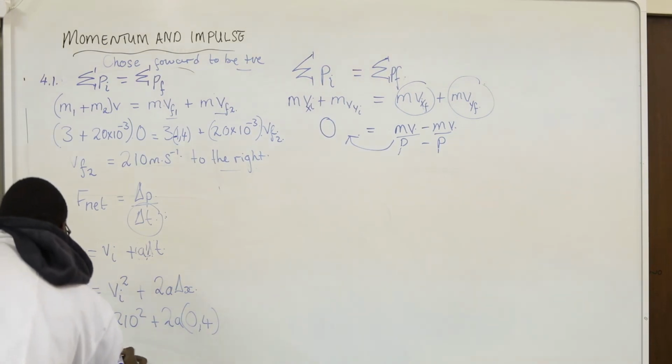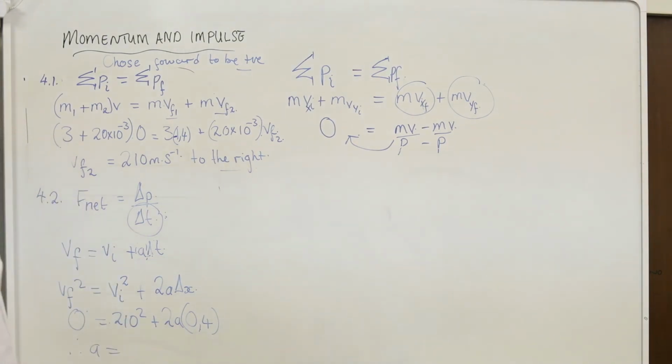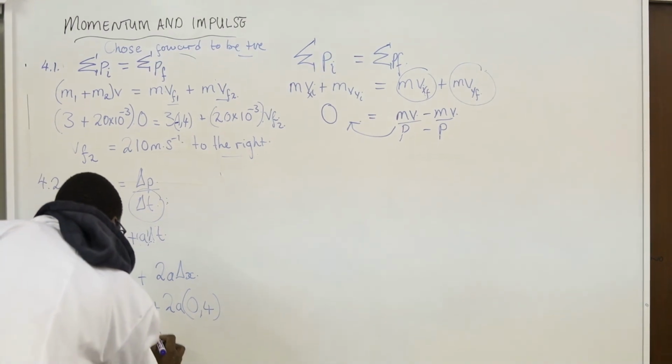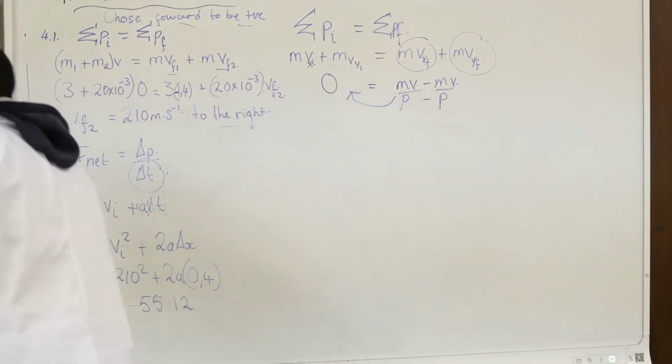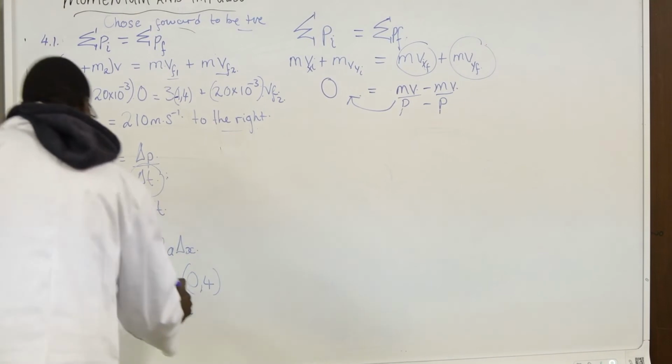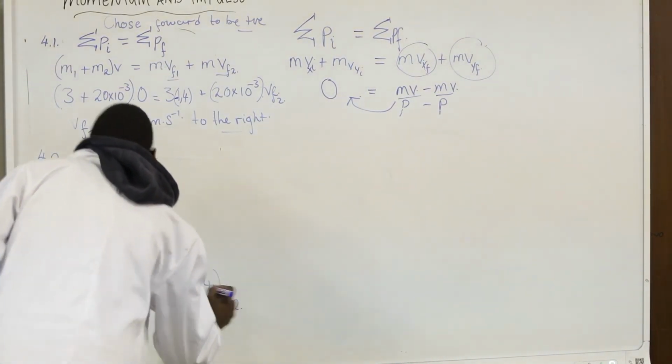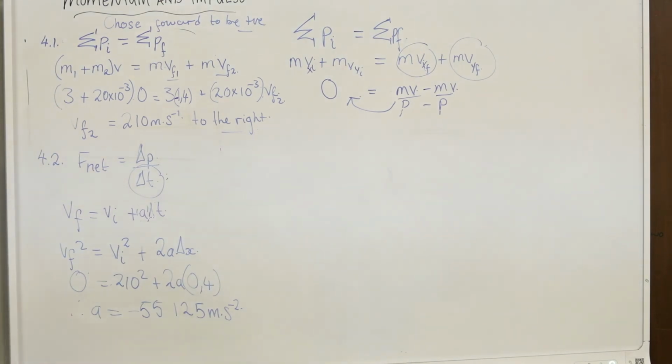Therefore, the value of acceleration in this instance of the bullet is minus 55,125 meters per second squared. You can do the calculation. I had done it prior to this. All right, so that's our acceleration.